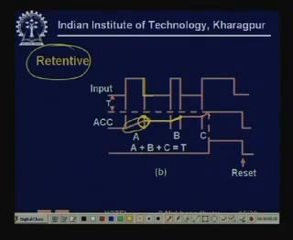Finally, as this increases, at some point, maybe for the next pulse, it reaches the preset register value, and at that point, the timer goes high. Okay, so this is the semantics or meaning of the way the retentive timer works.